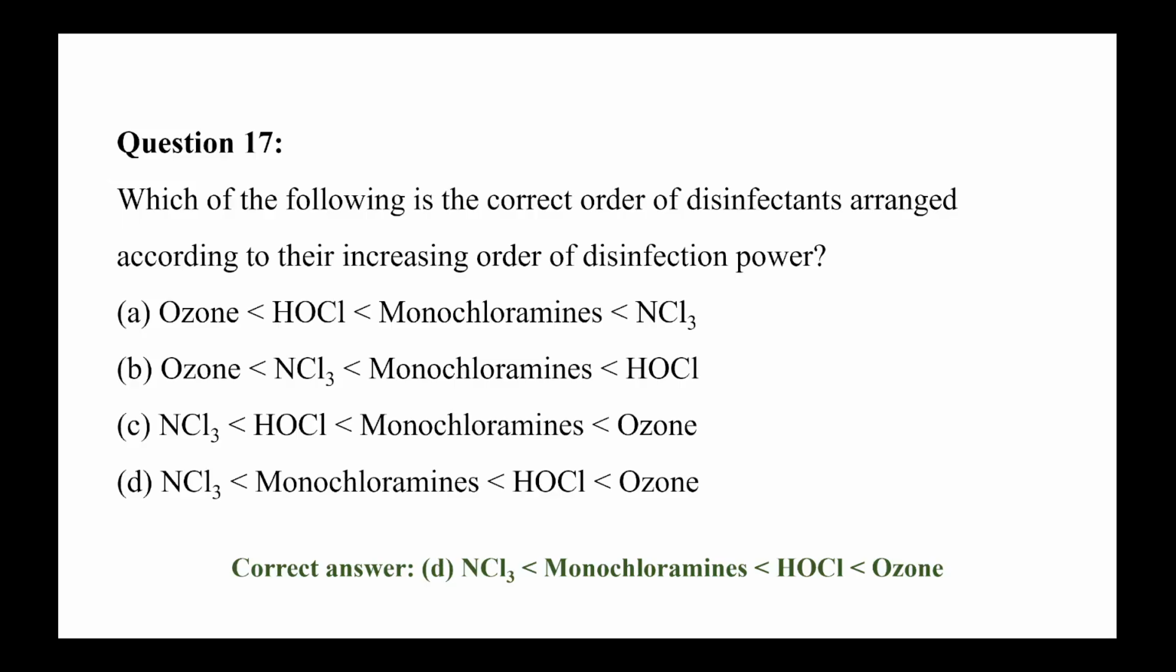This is the increasing order of disinfection power of these compounds. So basically, as we decrease the amount of chlorine, the disinfection power increases. So HOCl is a commonly used disinfectant. I have explained it already. Ozone has the highest power of disinfection among all these. Then comes HOCl, then comes monochloramines, and the least powerful disinfectant is NCl3, that is nitrogen trichloride.